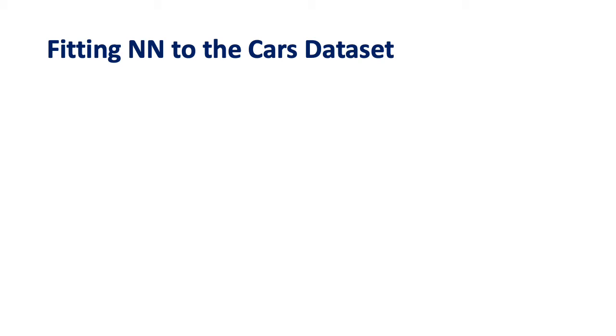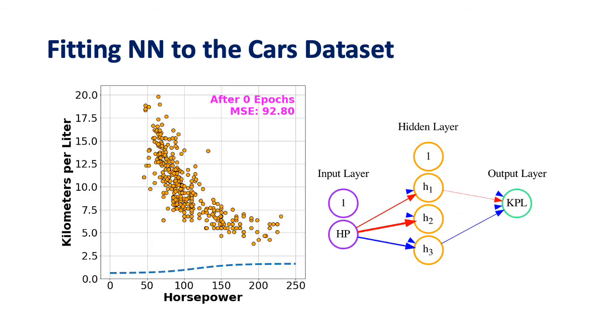Let's fit the network to the cards dataset. On the right, we see the network initialized randomly. Red arrows indicate negative weights and blue arrows indicate positive weights. The thickness of the arrow indicates the magnitude of the weight. The bias terms here are all initialized to 0.